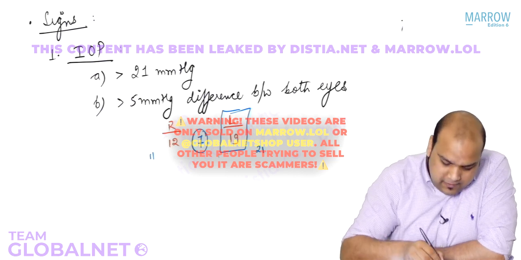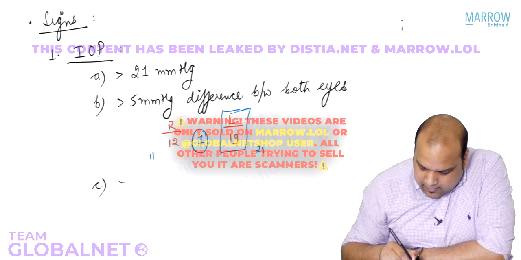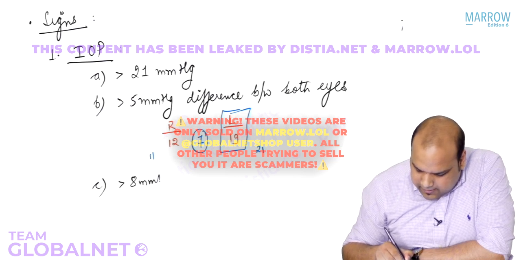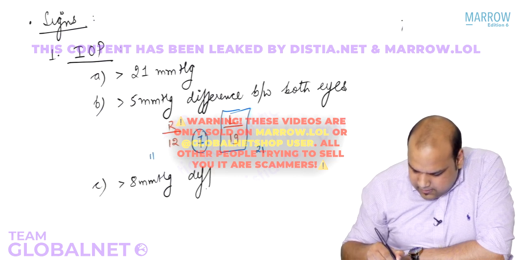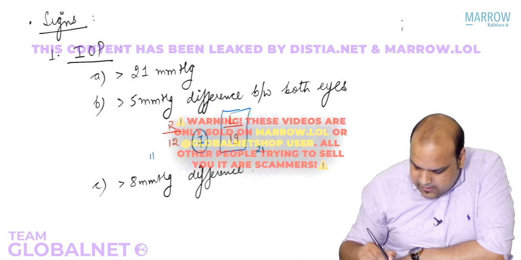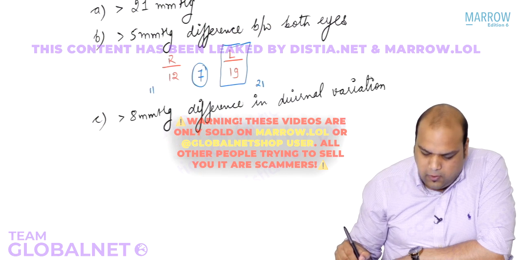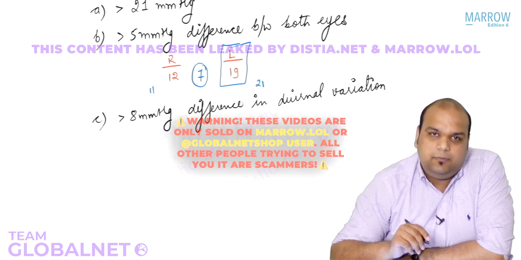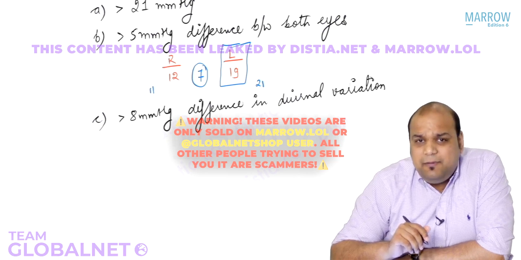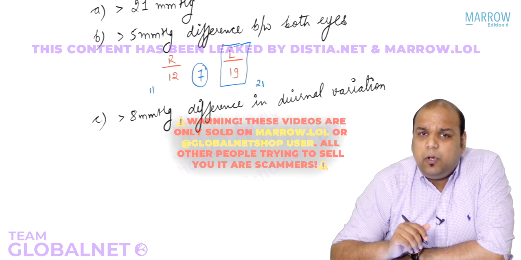Okay, everybody? Then thirdly, greater than 8 mm Hg difference in diurnal variation is also indicative of a patient having glaucoma. Okay, everybody? So these are the 3 ways we measure IOP and we are able to think about glaucoma.